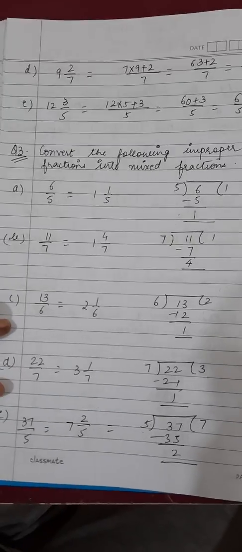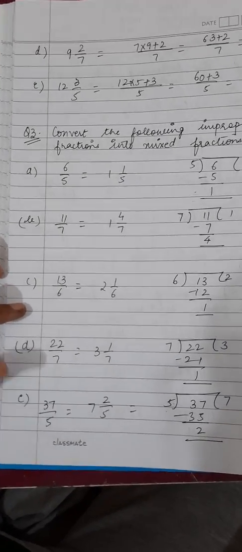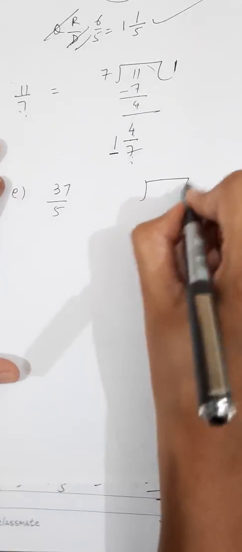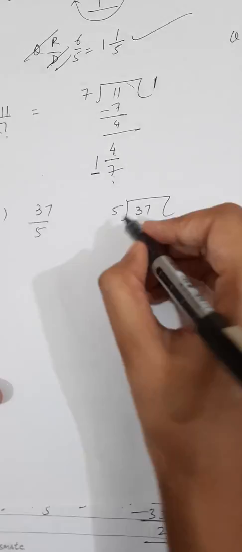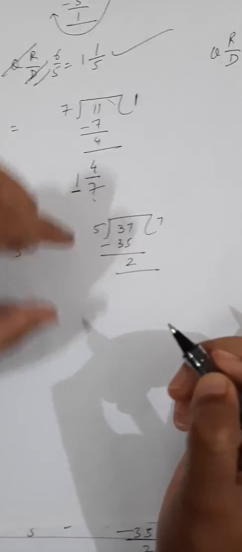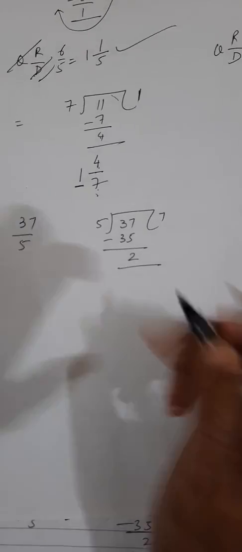Next, try the C part, D part and E part by yourself. I can explain the E part. Now E part is 37 upon 5. Let's divide it. 37 by 5. 5 sevens are 35. So that's how we have done the division of 37 upon 5.